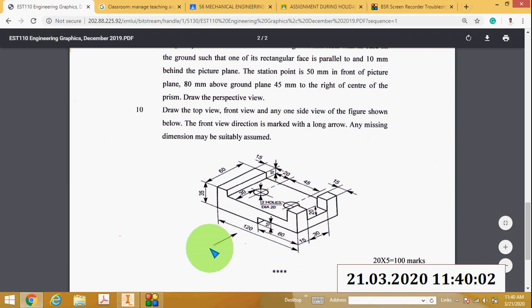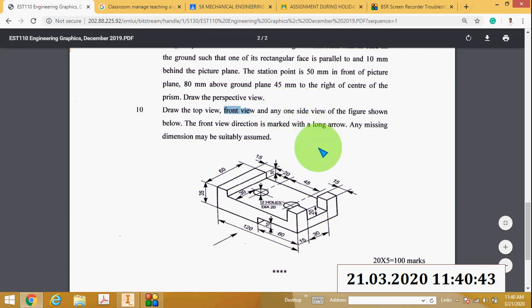From this position you see this 3D object and you can see this face. This is the front view. Then this is the top view direction, and from this position you see this face. So that is the top view. And then the side view, from this position you see this face. So this is the right side view and this side is the left side view. Any missing dimension may be suitably assumed. So we will draw the top view, front view and any one side view.